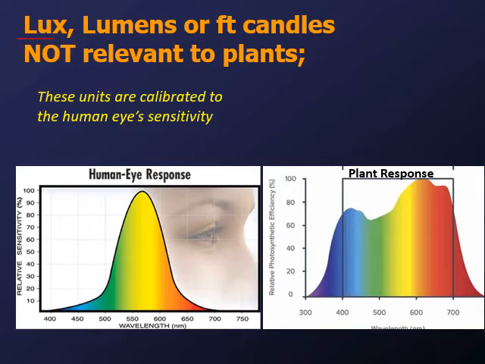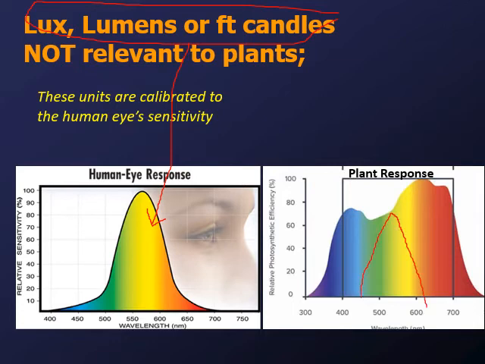There are different terms: lux, lumens, and foot candles, and none of these particular terms are relevant to plants. Okay, it's really important to understand that because on Amazon they sell light meters, hydroponic stores sell light meters, and they're often inexpensive ones, and they measure the wrong spectrum. So anything that's measuring lux, lumens, or foot candles is not measuring the spectrum that plants see. Those units are measuring the human eye response. Okay, so that is really not useful.